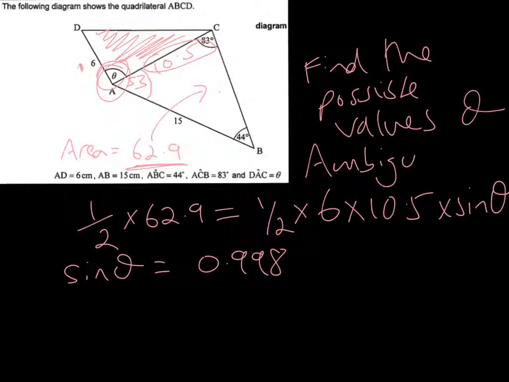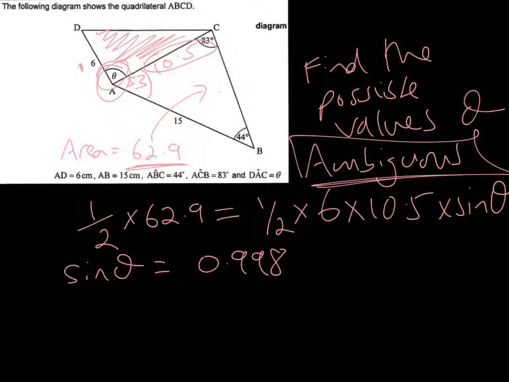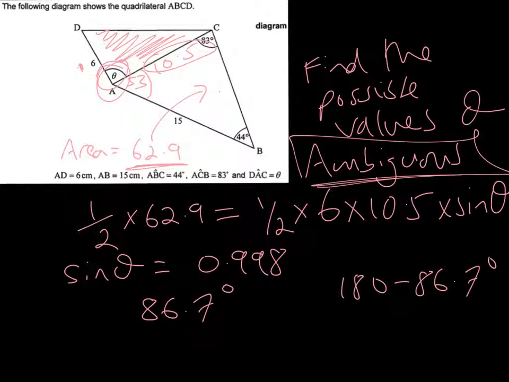ambiguous case. So if we take the inverse of sine, we can get 86.7, which was the one that everyone found. But of course, you could actually get another value, which is 180 minus 86.7 degrees, and that would give you 93.3 degrees. So either of those values could be possible in this instance.